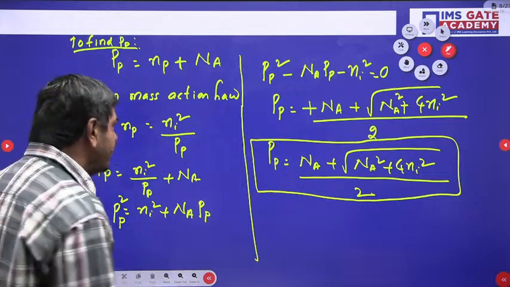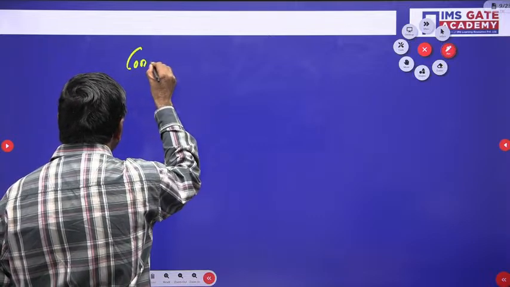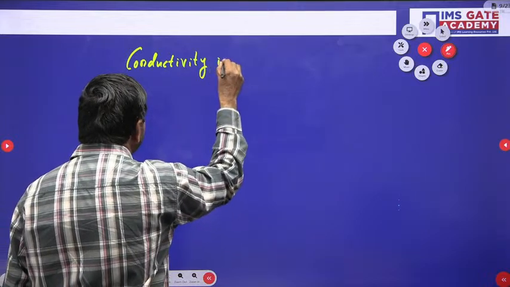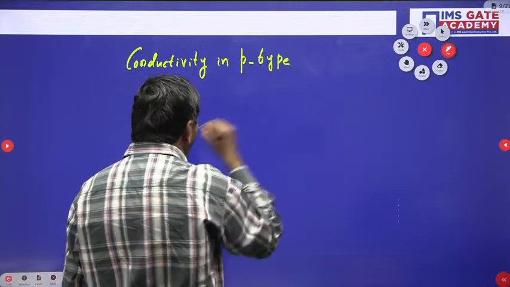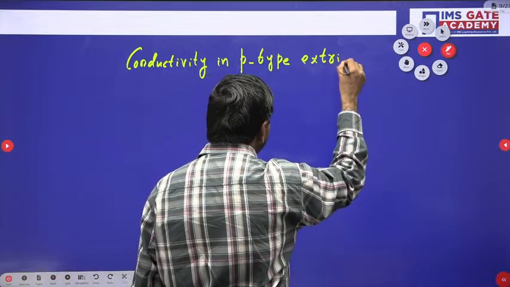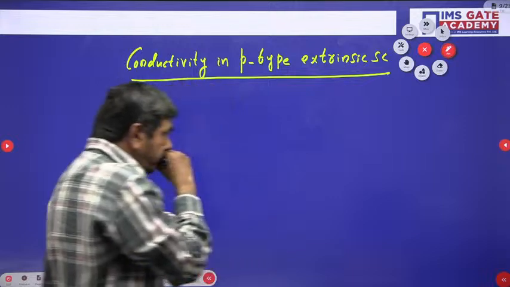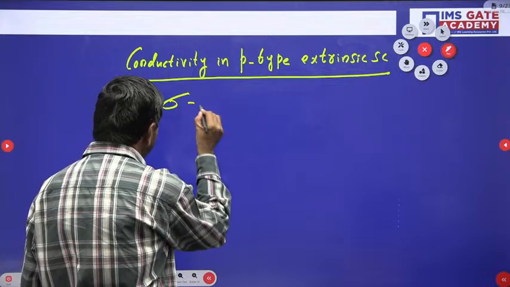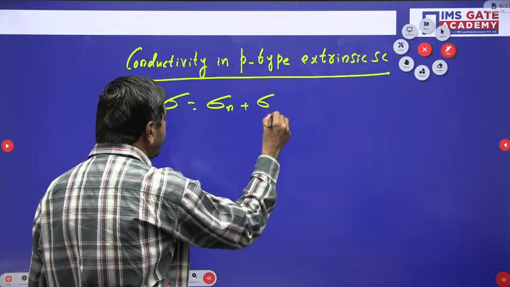What about the conductivity? I want to find conductivity in a p-type extrinsic semiconductor. The total conductivity, just like in the n-type, equals conductivity due to electrons plus conductivity due to holes only.